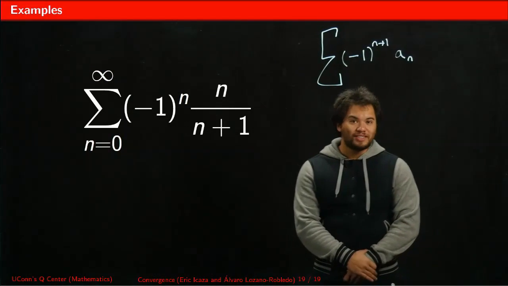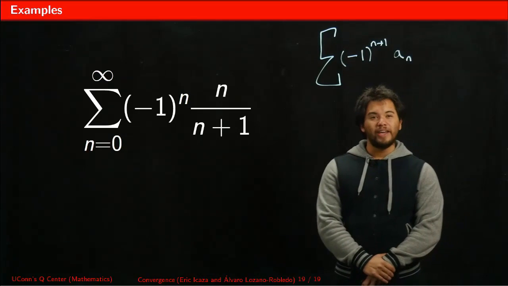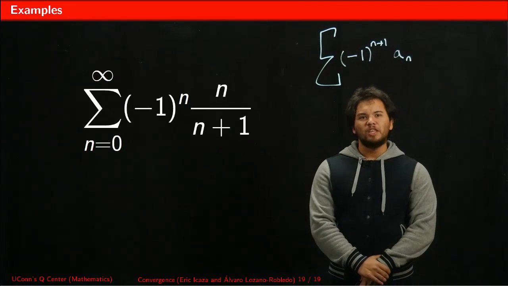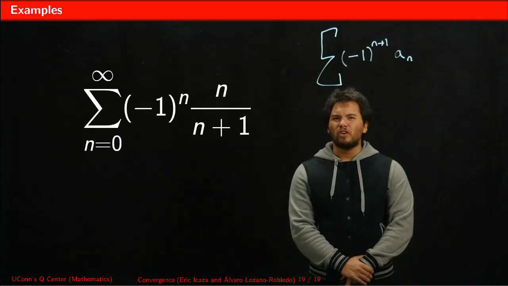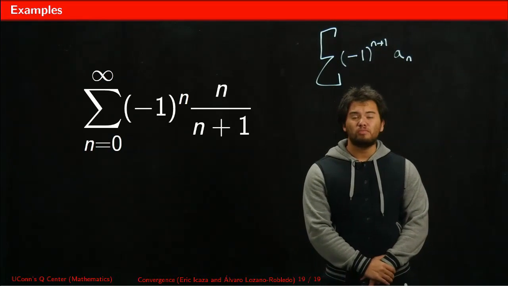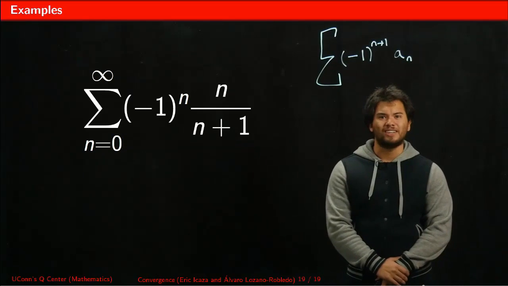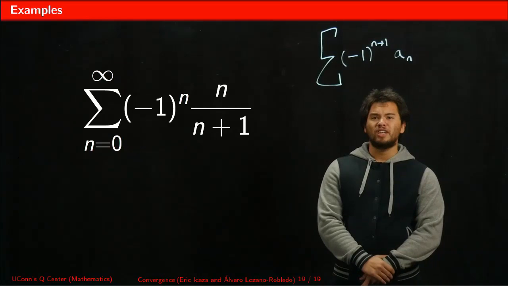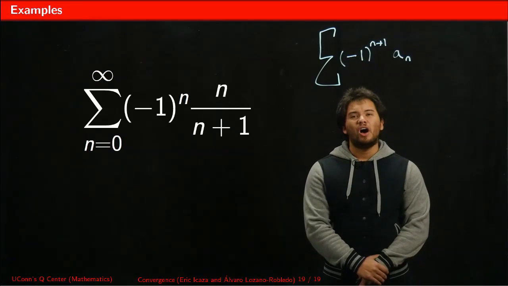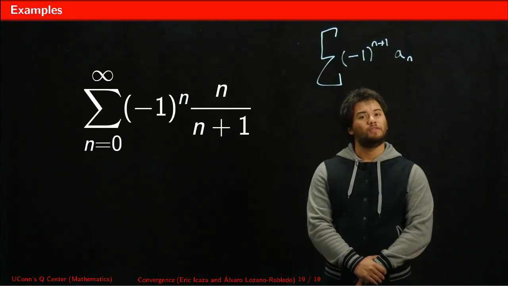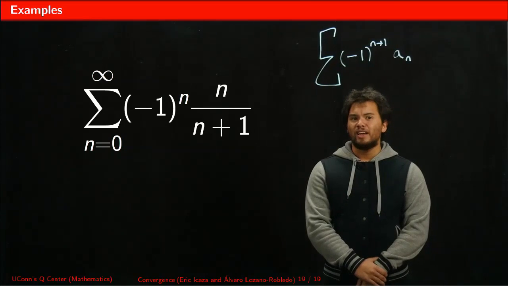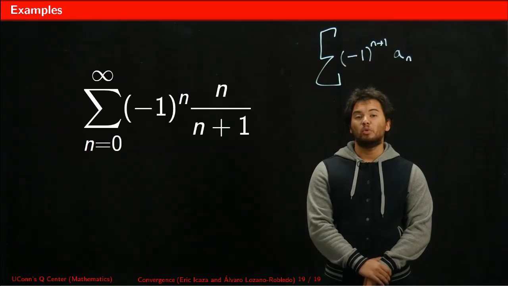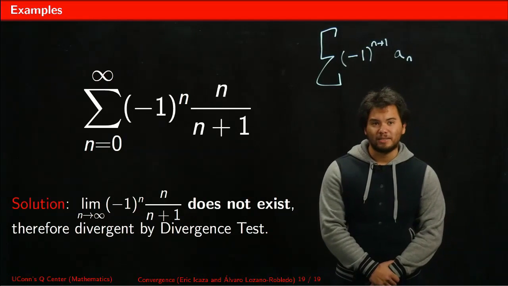Our last example is the sum from n equals 0 to infinity of negative 1 raised to the n times n divided by n plus 1. Now, looking at this, you might want to try the alternating series test. However, our a sub n does not satisfy the three properties necessary to use the alternating series test. So instead, why don't we use the divergence test? If we try to use the divergence test, we need to see the limit as n approaches infinity of negative 1 to the n times n divided by n plus 1. Now in that case, the limit does not equal 0. It actually alternates. So therefore, this series will diverge by the divergence test.